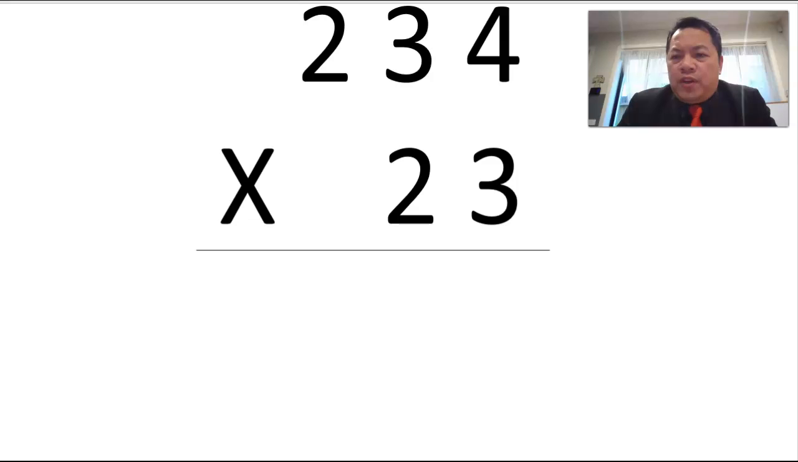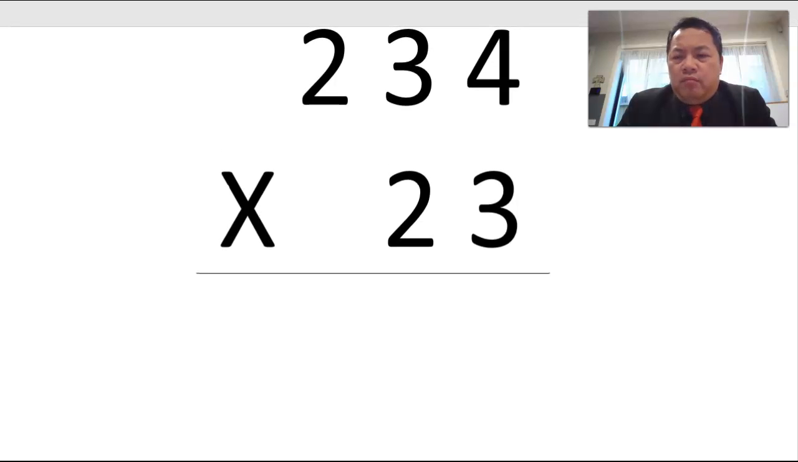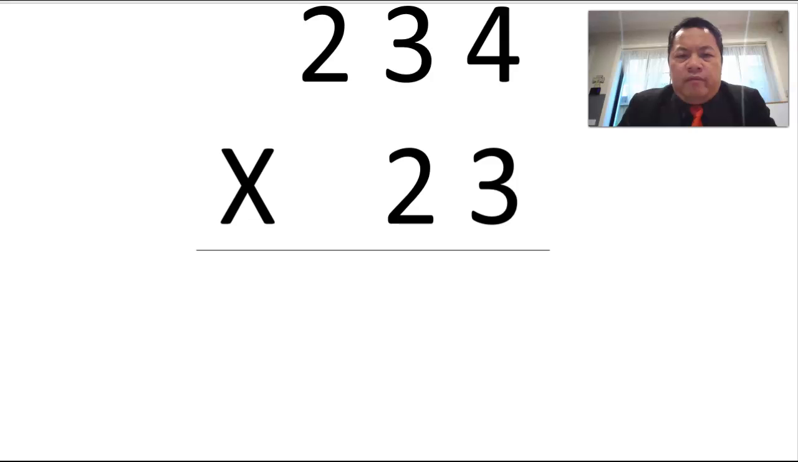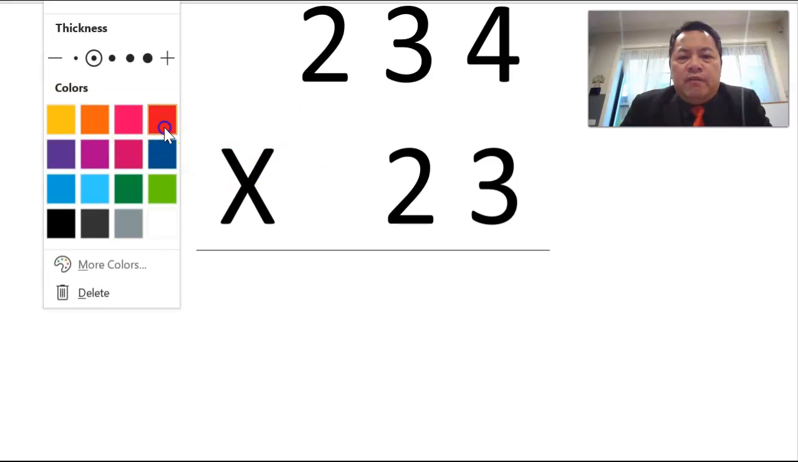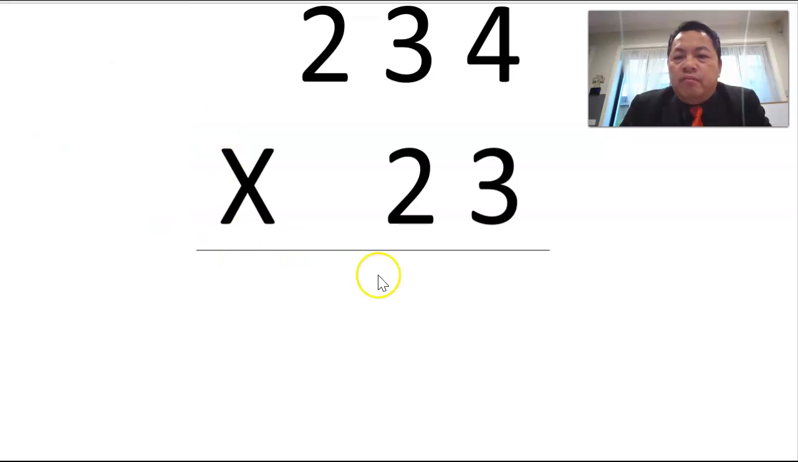First and foremost, for us to be able to multiply the numbers accurately, we will need to multiply the numbers in the ones area, which is here. So 4 times 3 is 12. And then 3 times 3 is 9, 9 plus 1 is 10, sorry. And then 2 times 3 is 6, 6 plus 1 is 7.